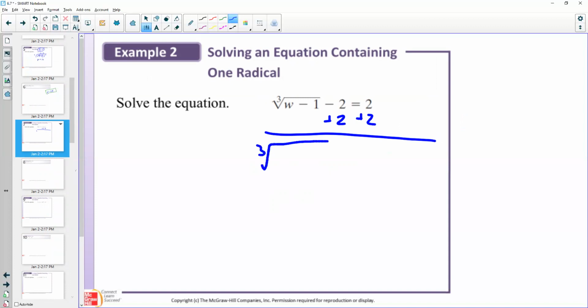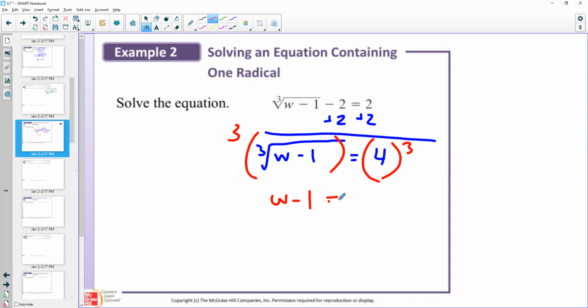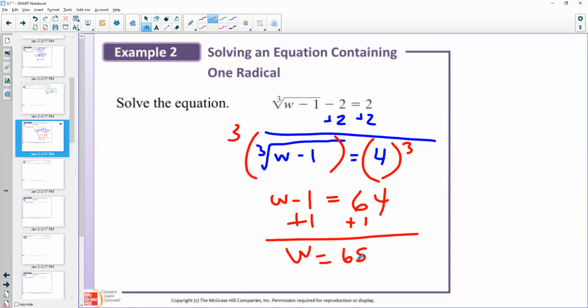Cube root of w minus 1 equals 4. So now I'm going to raise each side to the same power as the index of the radical, which here is a 3. So I'm going to cube each side. On the left, I'm going to get w minus 1. On the right, I'm going to get the perfect cube of 4. 4, 16, 64, yep. So then I'm going to add 1 to both sides. I get w equals 65. And then I need to check it.